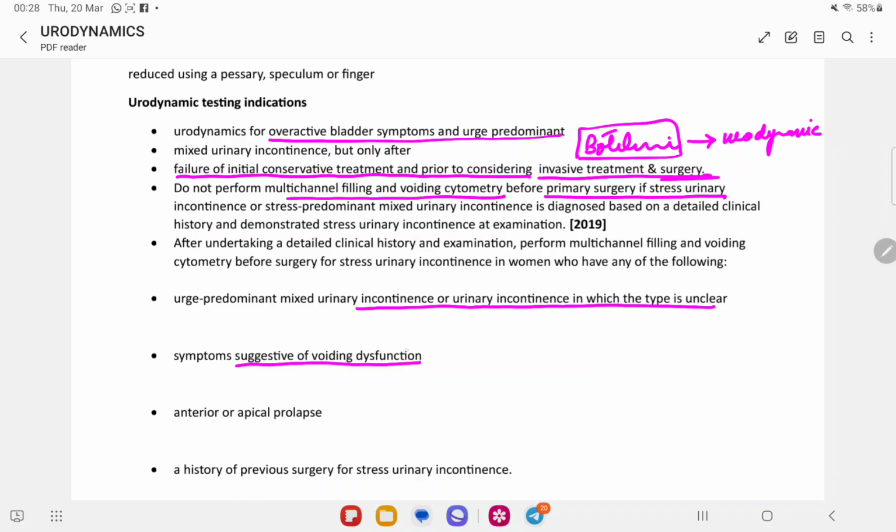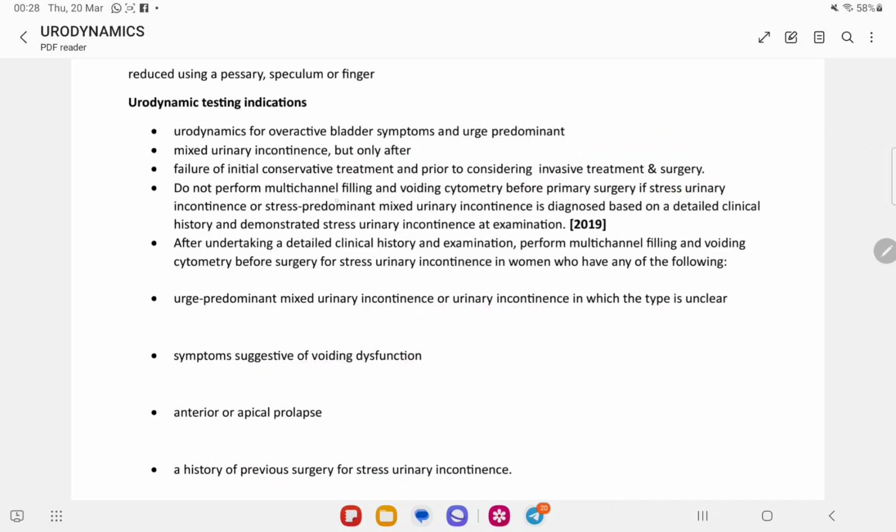The voiding dysfunction we already discussed. There would be hesitancy, there would be a poor stream, okay. And if the patient has stress urinary incontinence along with anterior or apical prolapse, only then are you going to have the urodynamic testing. And if there is a history of previous surgery for stress urinary incontinence, still you have to go for the urodynamic testing. So let me explain again about these things.